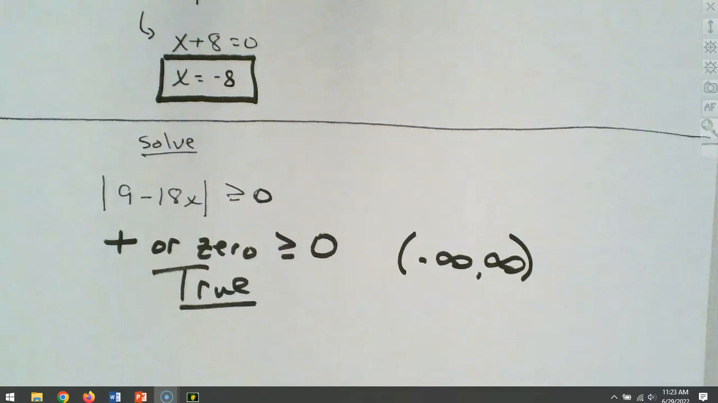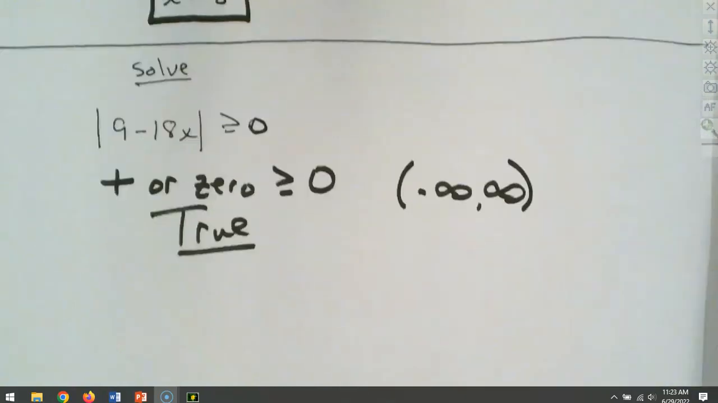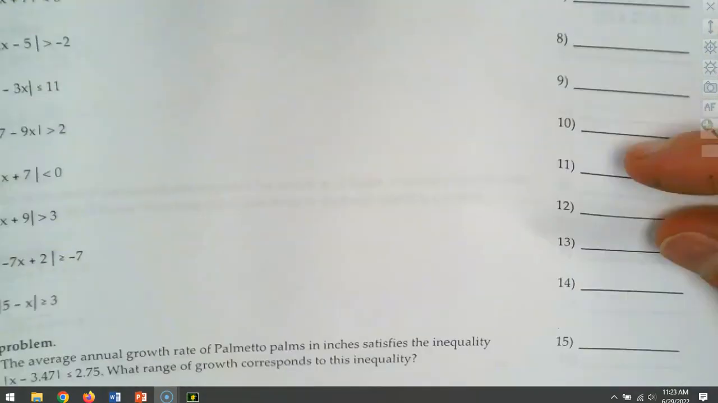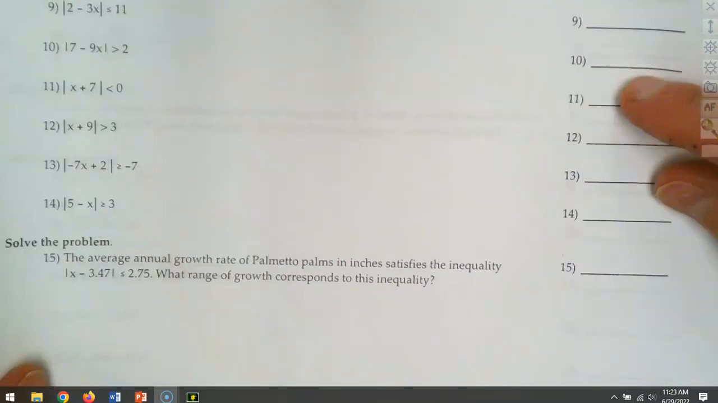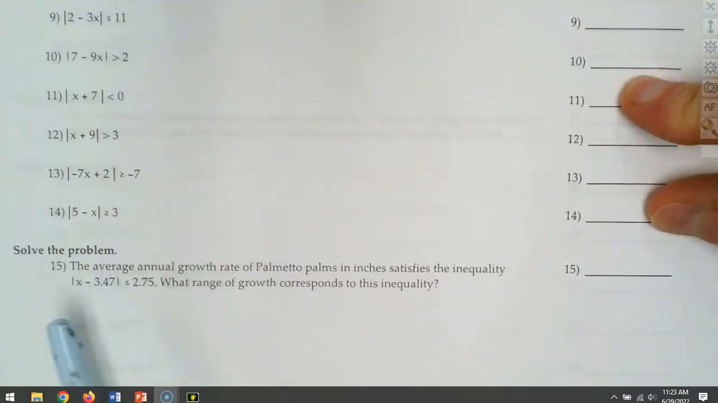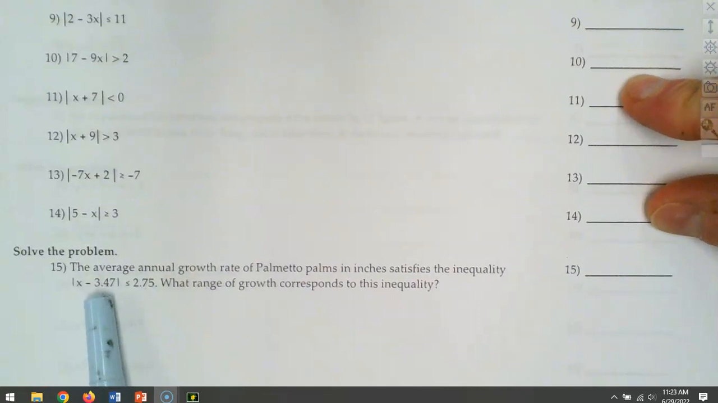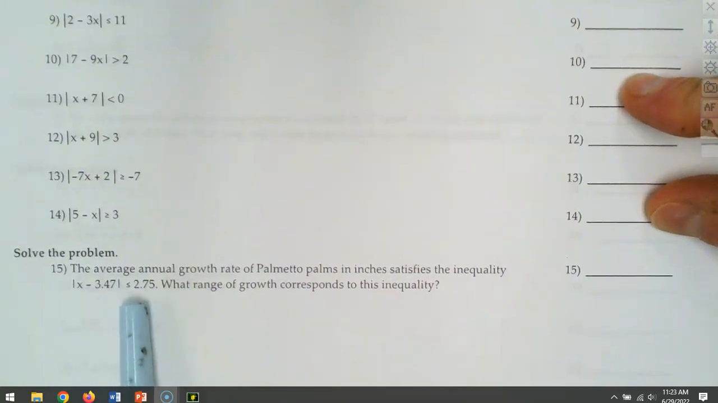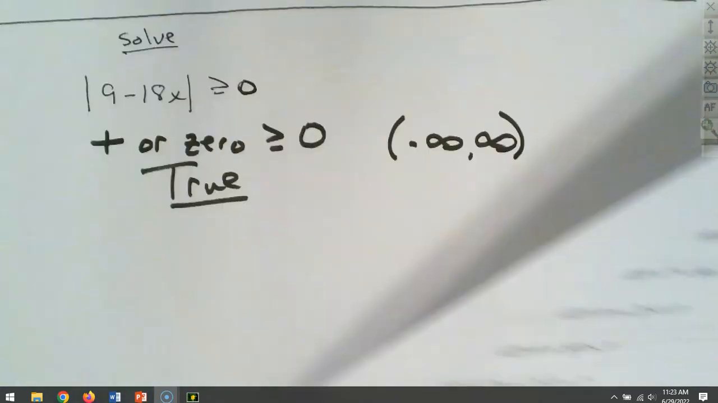Now, we do have one application in your homework, but it's already set up. So question 15, all you have to do is solve this inequality. That is it. And he just talks about these palm trees, and we've got an inequality. All you have to do is solve it.